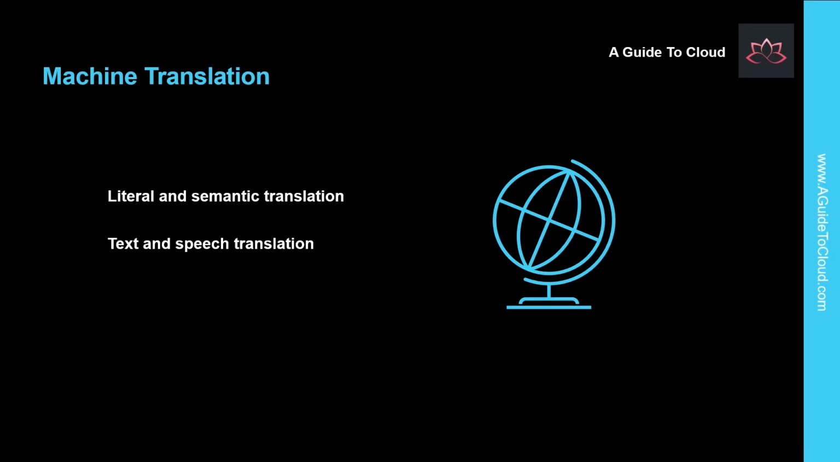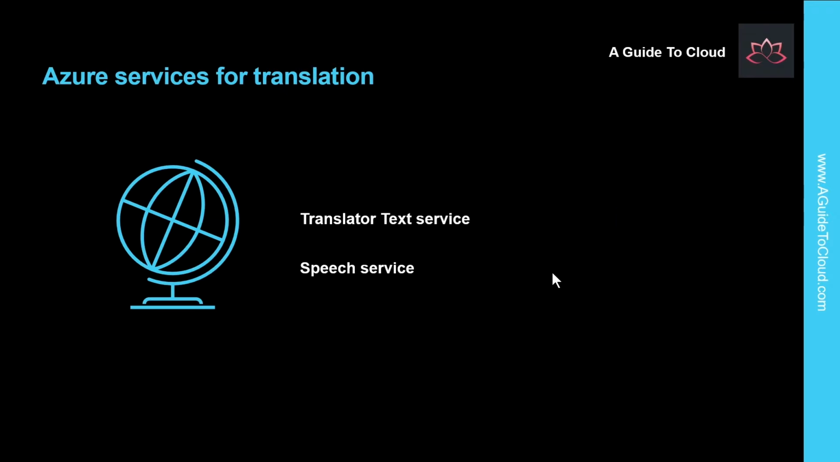Speech translation is used to translate between spoken languages, sometimes directly, which is speech to speech translation, and sometimes by translating to an intermediate text format, which is speech to text translation. Microsoft Azure provides cognitive services that support translation. A couple of services are translator text and speech.